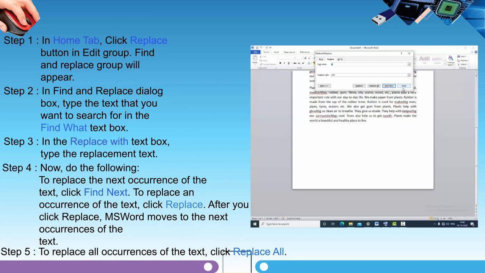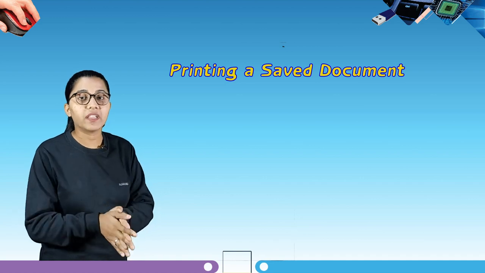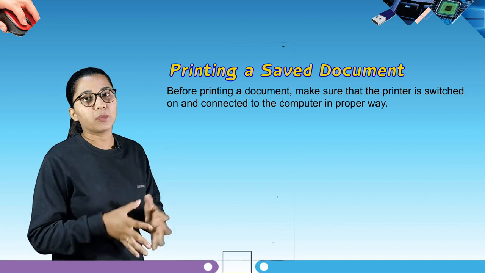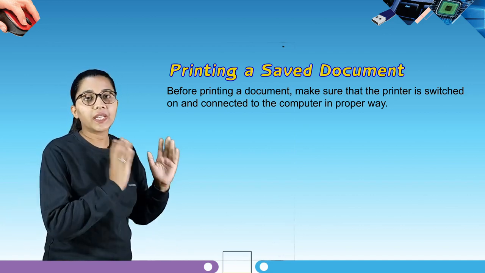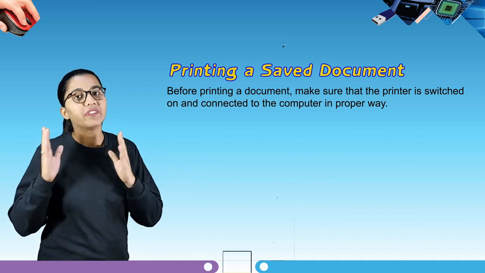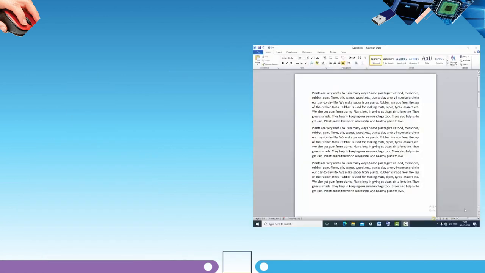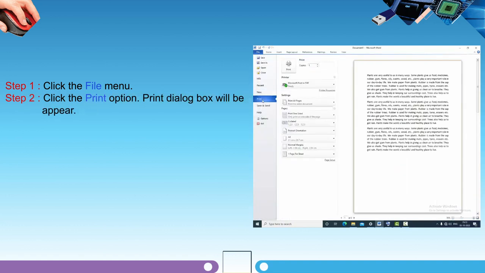Now, let's jump to our next topic, that is printing a saved document. How can you print or save any document in MS Word? Before printing a document, make sure that the printer is switched on and connected to the computer in a proper way. So, follow these steps if you want to print any document. Our step 1 is click on the File menu. Step 2, click the Print option. Print dialog box will appear.